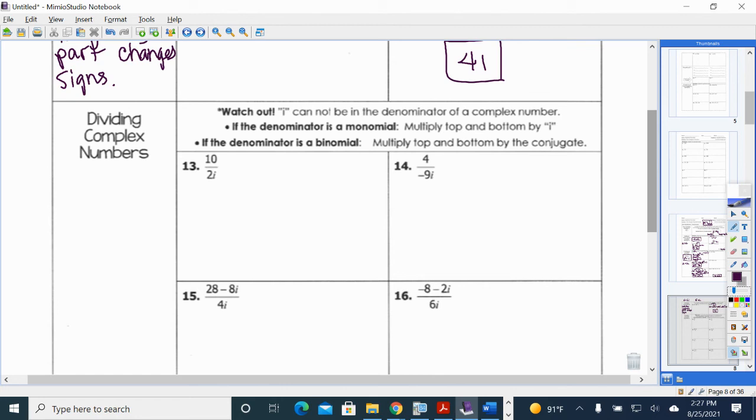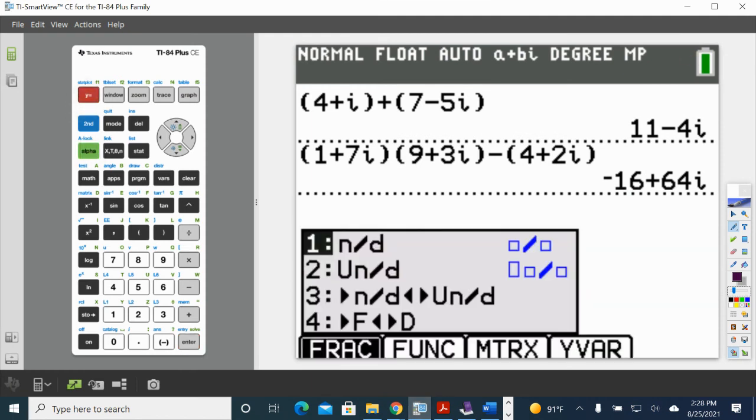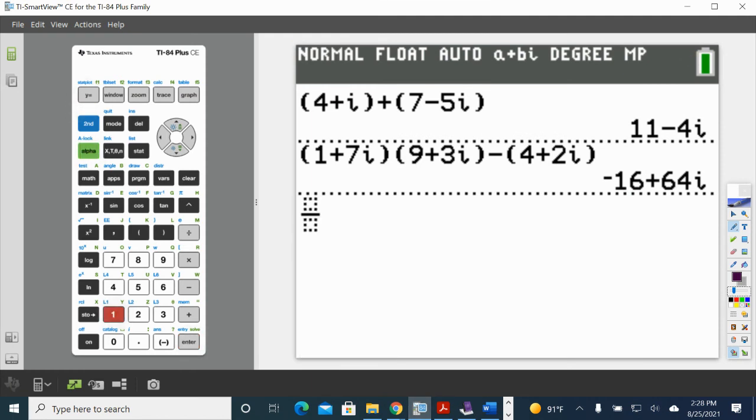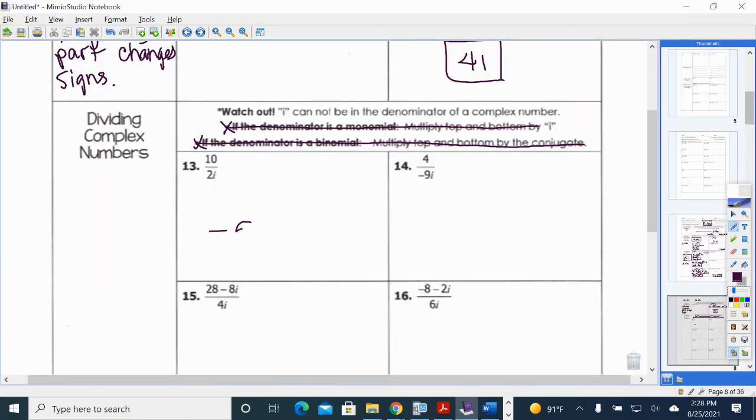Dividing, in your notes here, it says, watch out, i cannot be in the denominator of a complex number. If the denominator is a monomial, multiply the top and the bottom by i, and if the denominator is a binomial, multiply the top and the bottom by the conjugate. So I'm going to tell you right now, we are not going to do division by hand. We are going to strictly use the graphing calculator, so watch very carefully. Number 13, I got 10 divided by 2i. I'm going to use my fraction function, 10 over 2i, and the calculator is going to tell me that's equal to negative 5i. So when it's division, you have my permission to strictly use the graphing calculator.